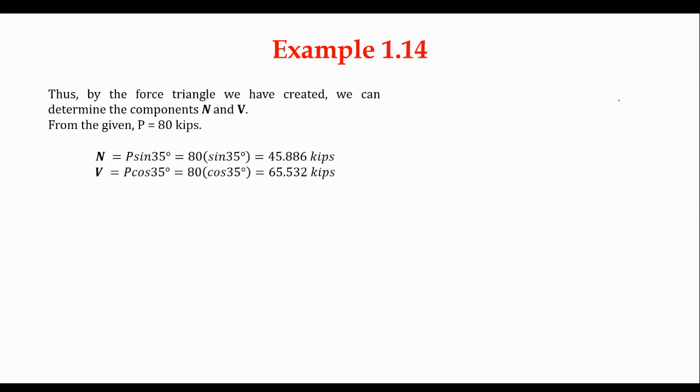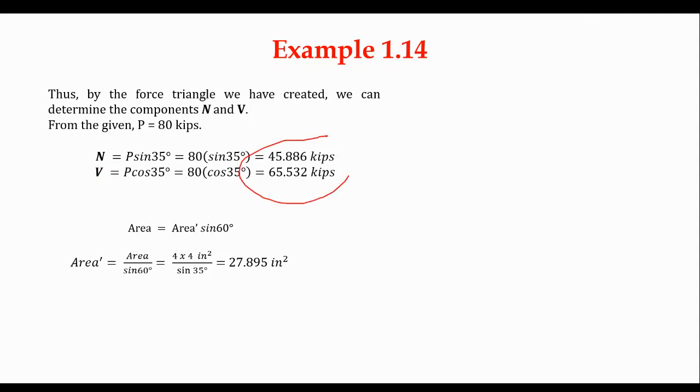So, if ingon na, we can say that normal force is P sine 35 and the shear force is only P cosine 35. So, ang normal force, 80 times sine 35, that is equivalent to 45.886 kips. Ang shear naman, P cosine 35, that is equivalent to 80 cosine 35, which is 65.532 kips. Alright, so good na ta sa forces.